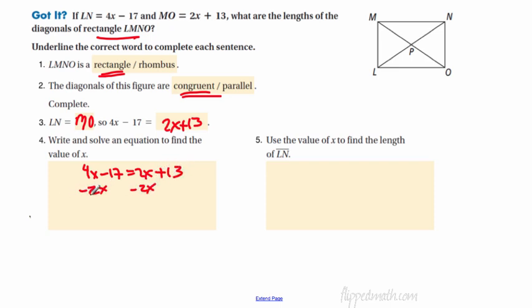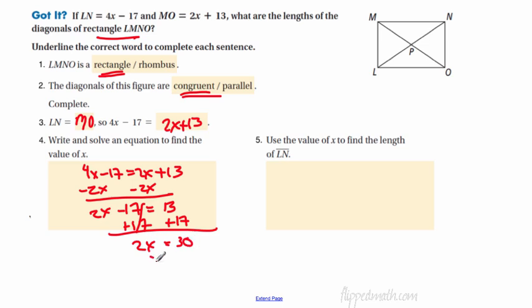Subtract 2x from each side. We get 2x minus 17 equals 13. Add 17. I'm going to go outside my box. Uh-oh. They cancel. 2x equals 30. We'll do that one in our head. X equals 15. All right, so now remember the question is, what are the lengths of the diagonals?